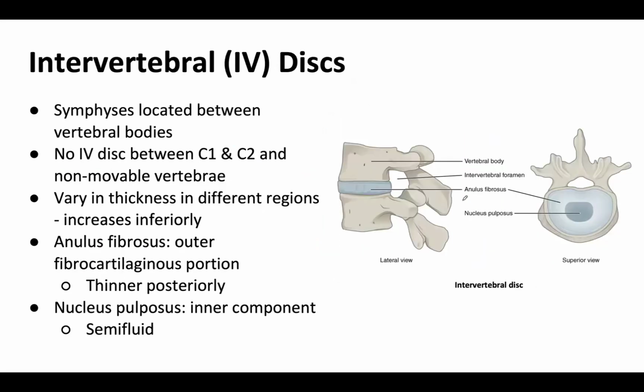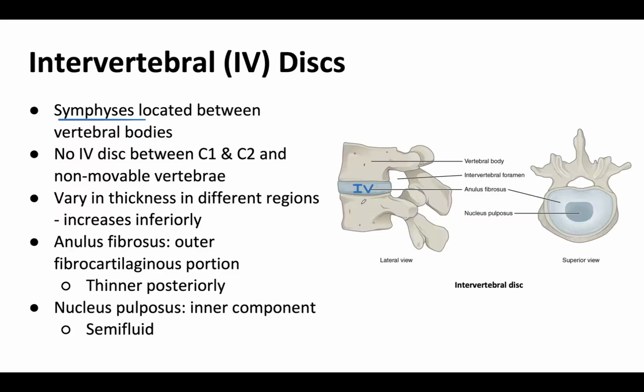And let's finish our discussion of the vertebral column with the joints, the intervertebral discs. And these are symphyseal cartilaginous joints located between the bodies of movable vertebrae. So it's important to note that there's no IV disc between C1 and C2. Remember, C1 doesn't have a body, and there's that pivot joint there. But from C2 and C3 down to L5 and S1, there are intervertebral discs between every single set of bodies.